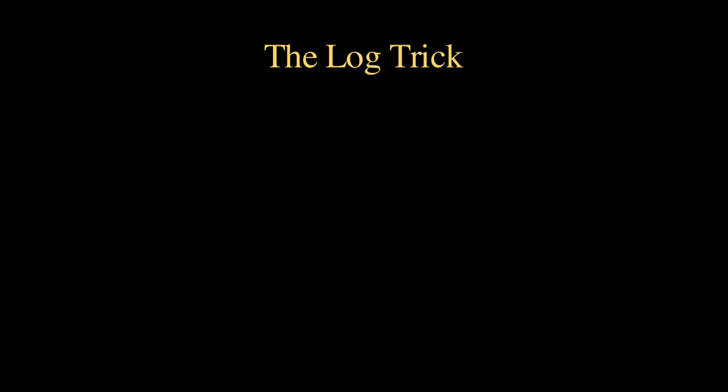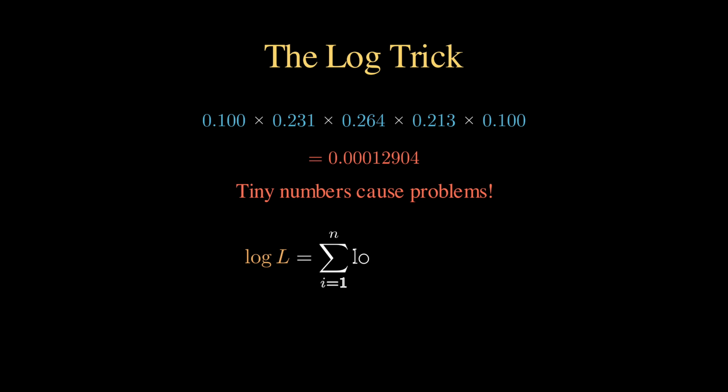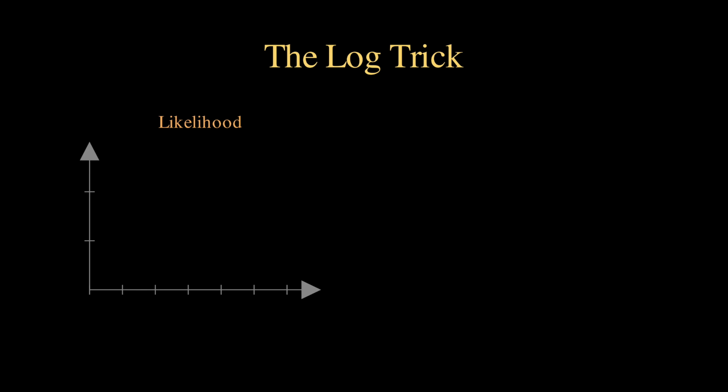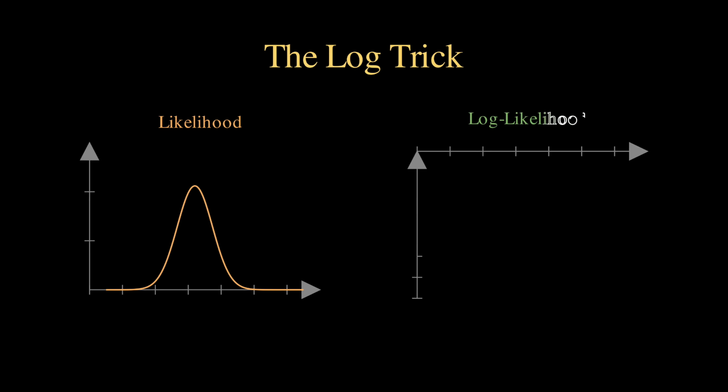There's a practical issue though. We're multiplying several small numbers together, and the product gets tiny fast. So instead, we take the logarithm. Since log turns products into sums, the math becomes much friendlier. And because the log function is monotonically increasing, it doesn't move the peak. The log likelihood has its maximum at the exact same place as the likelihood.